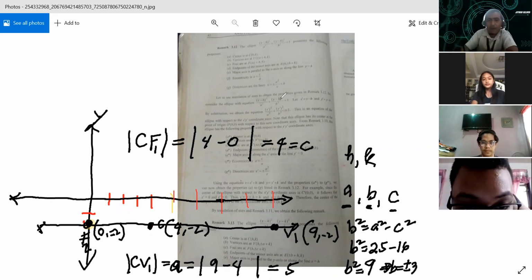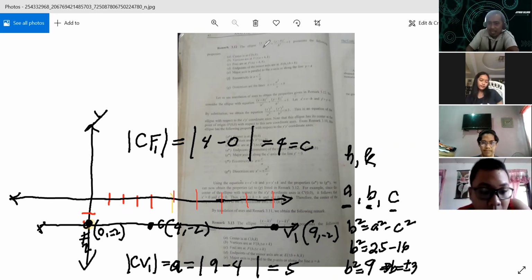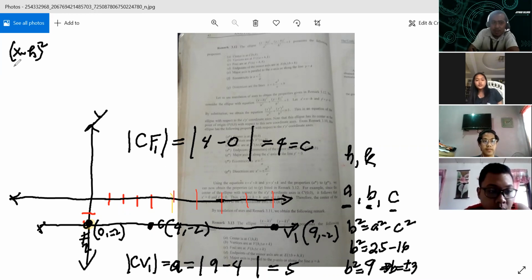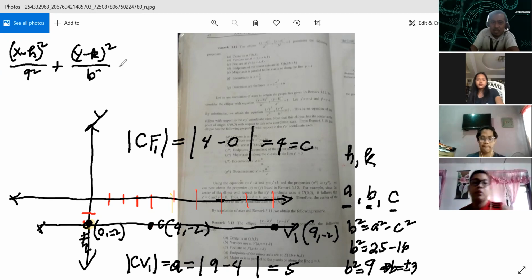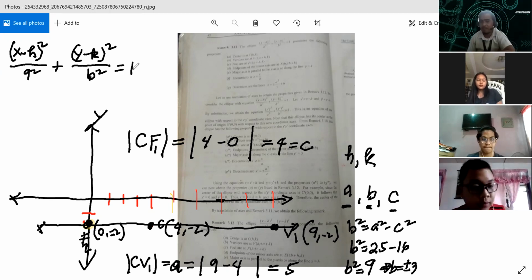Upper, sir. Upper. A squared goes with X, no? So you will be using X minus H quantity squared all over A squared plus Y minus K quantity squared over B squared equal to 1. Clear? Now, before we proceed, let me ask you, what is the value of H?